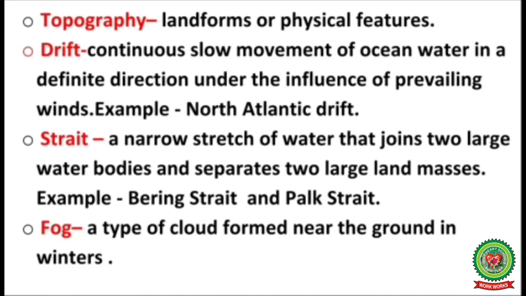Topography. Landforms or physical features. Drift. Continuous slow movement of ocean water in a definite direction under the influence of prevailing winds. The examples are North Atlantic drift and West wind drift. Strait. A narrow stretch of water that joins two large water bodies and separates two large land masses. Fog. A type of cloud formed near the ground in winters.